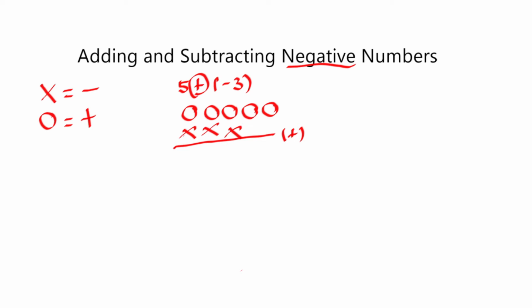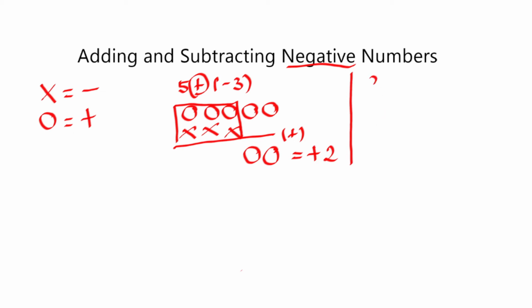Therefore, those here are basically cancelling each other. Alright? So we're going to end up with those two. They are representing our positive numbers. So our answer is going to be plus 2. Okay? Let's give it a try for another one.